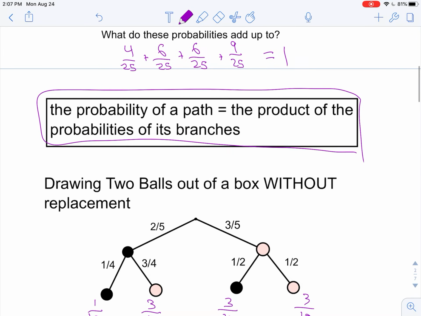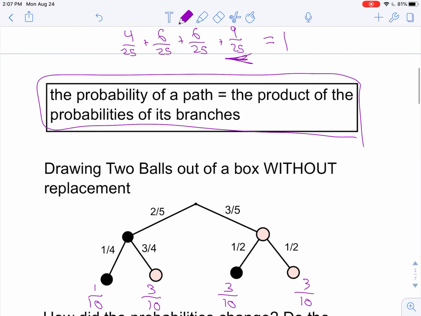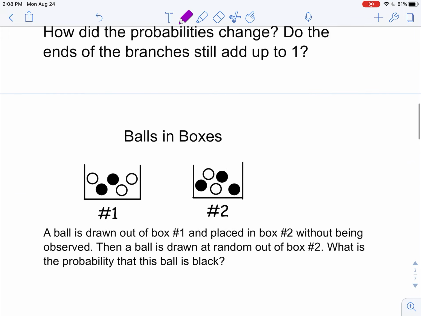You notice when we threw the balls back in, the white followed by a white was definitely the most likely of the 4 outcomes. Here, the least likely one is black followed by a black. But again, if I add all these together, it's 1. So I can pretty clearly see I have covered all of my possibilities.